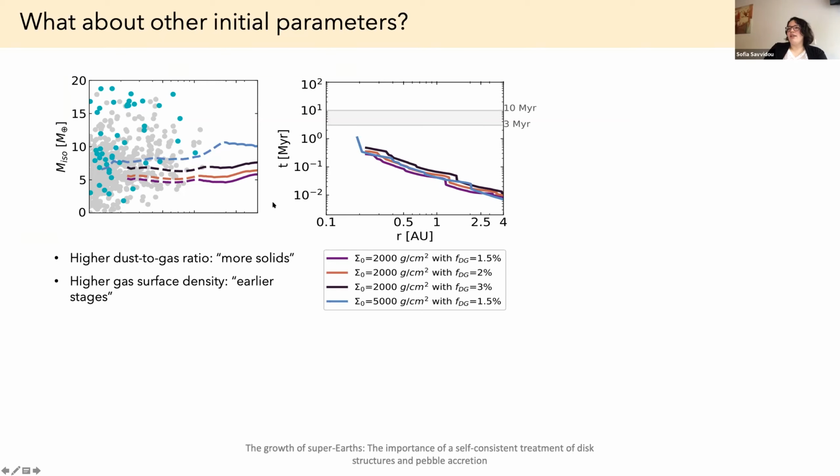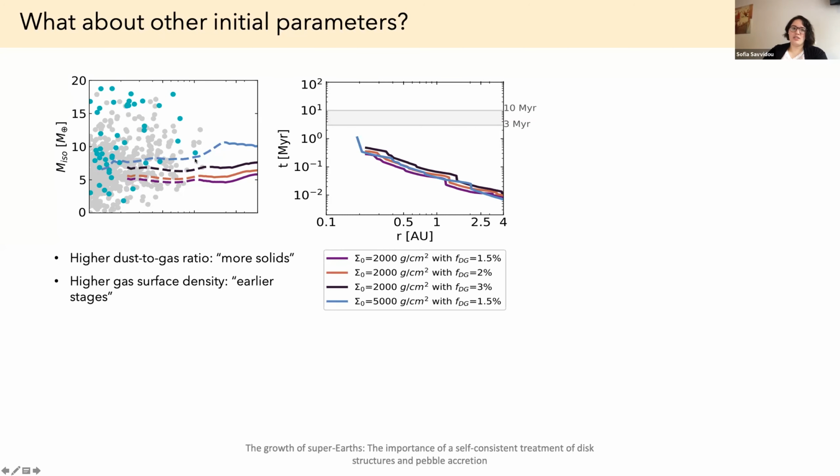And we find, as expected, that the maximum masses we can reach are a bit higher since we have more solids that can be accreted onto the planet. But at the same time, the difference is not that big, especially for just the 2%. We would need double the amount of solids to go from 5 Earth masses to, let's say, 7 or 8.